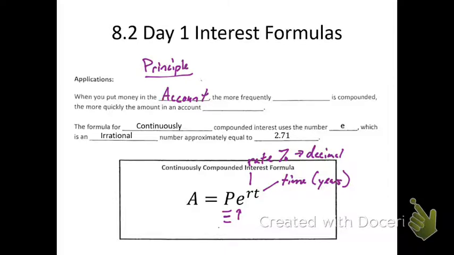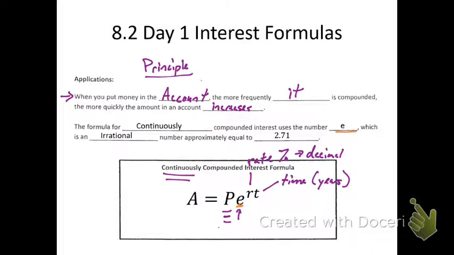Okay, so when you put money in the account, the more frequently the money is compounded, the more quickly the amount in the account increases. So we're talking about making money, not losing money, all right? Now, if it's continuously compounded interest, that means it's compounded all the time. So this is the continuously compounded interest formula. We'll talk about another formula in a second, but it uses e right here.